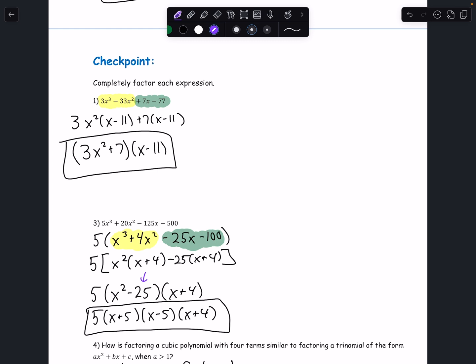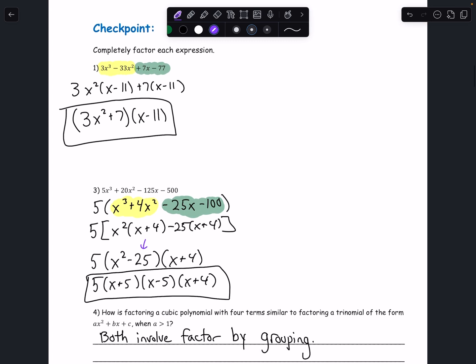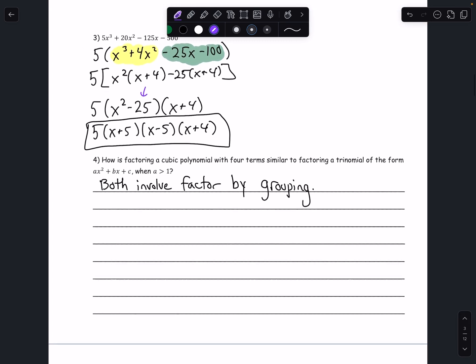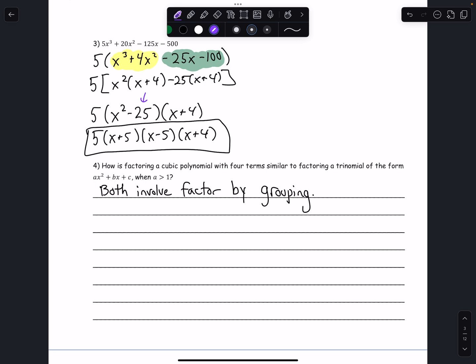And then, how is factoring a cubic polynomial with 4 terms similar to factoring a trinomial of the form ax squared plus bx plus c when a is greater than 1? And all those lines, just to say they both involve factor by grouping. Woo! That's all you gotta say. You don't need to fill up all those lines if you don't want to. So let's go to the next page.